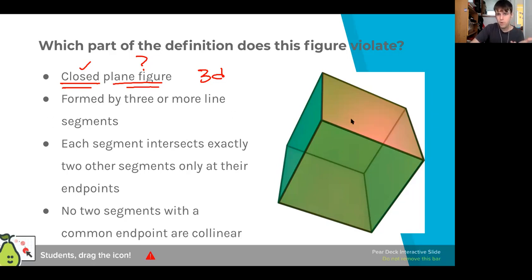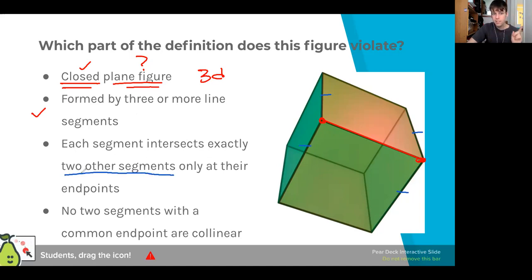Formed by 3 or more line segments. There's tons of line segments here. It's fine. Each segment intersects exactly 2 other segments only at their endpoints. Ah, problem. Let's just look at one of our segments. Let's look at this one right here. This segment has 2 endpoints where it touches a bunch of other lines, right? It touches, I'll number them here in blue, so it touches 1, 2, 3, 4.